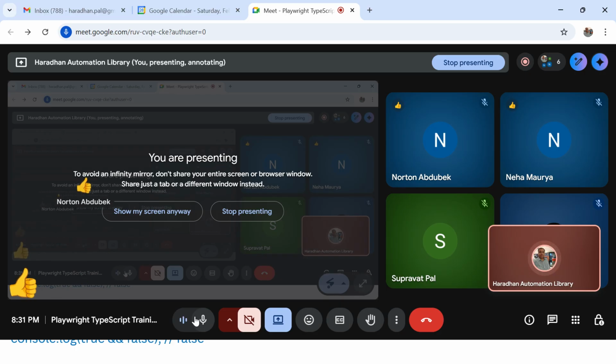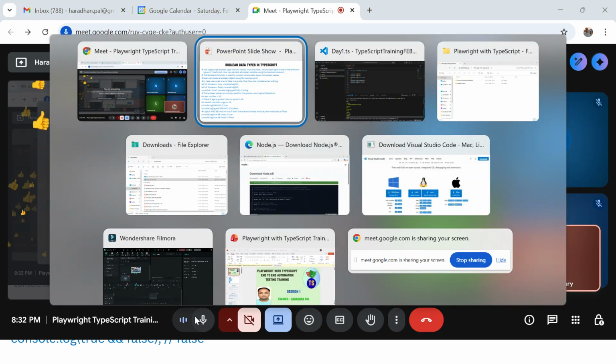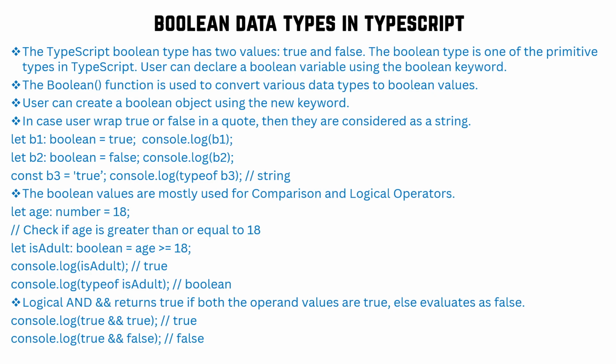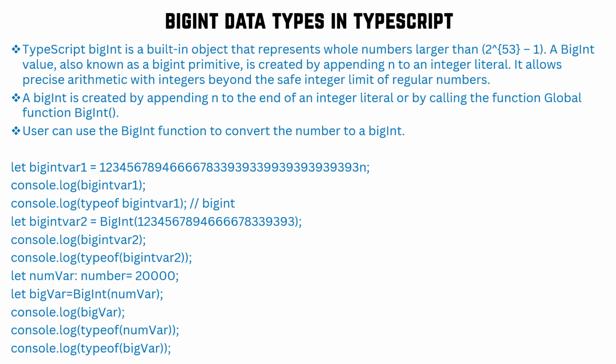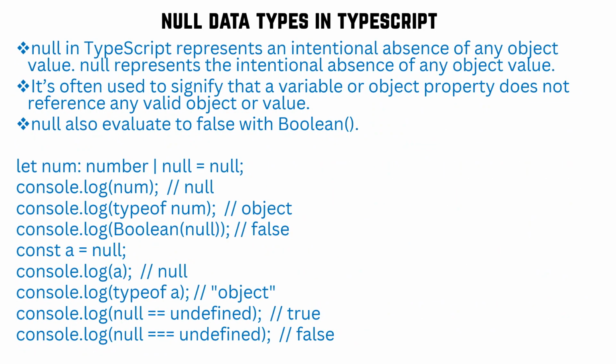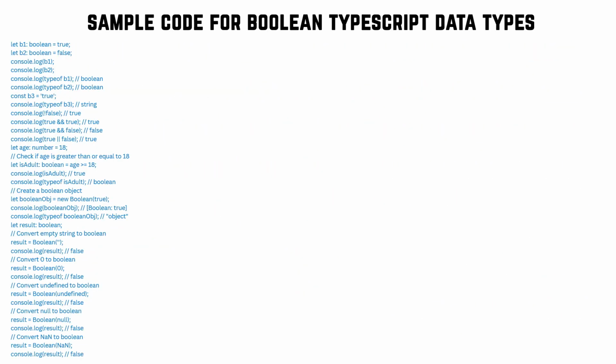Okay, fine, cool. So the last couple of data types, four data types primarily. We'll discuss undefined, null, BigInt, and symbol. So that will be the end for today's session. So let's see about undefined.